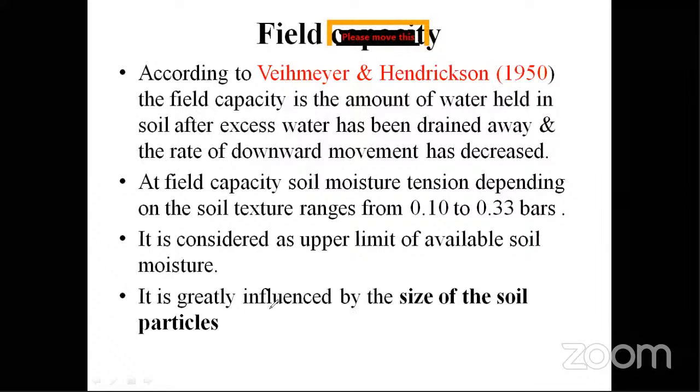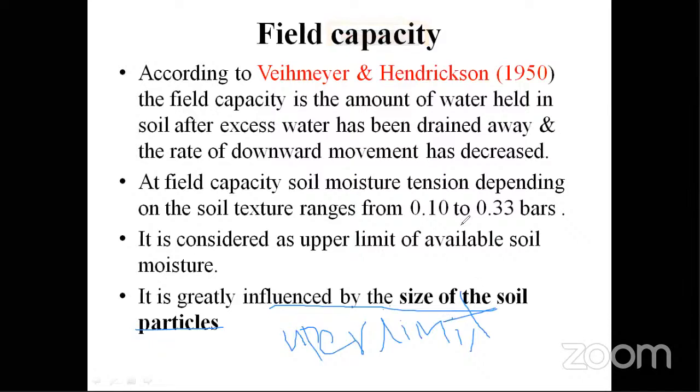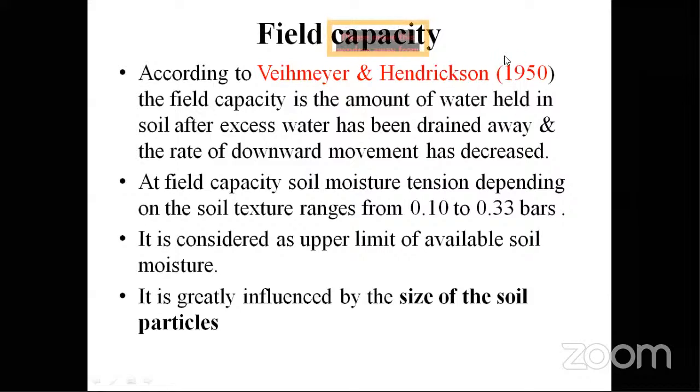Field capacity is also known as the upper limit of available soil moisture, and it is influenced by the size of soil particles. Clay particles are smaller in size, so for them field capacity is high, and sand particles are larger in size, that's why field capacity is less. So this content is inversely proportional to the size of particles. Next one is permanent wilting point.